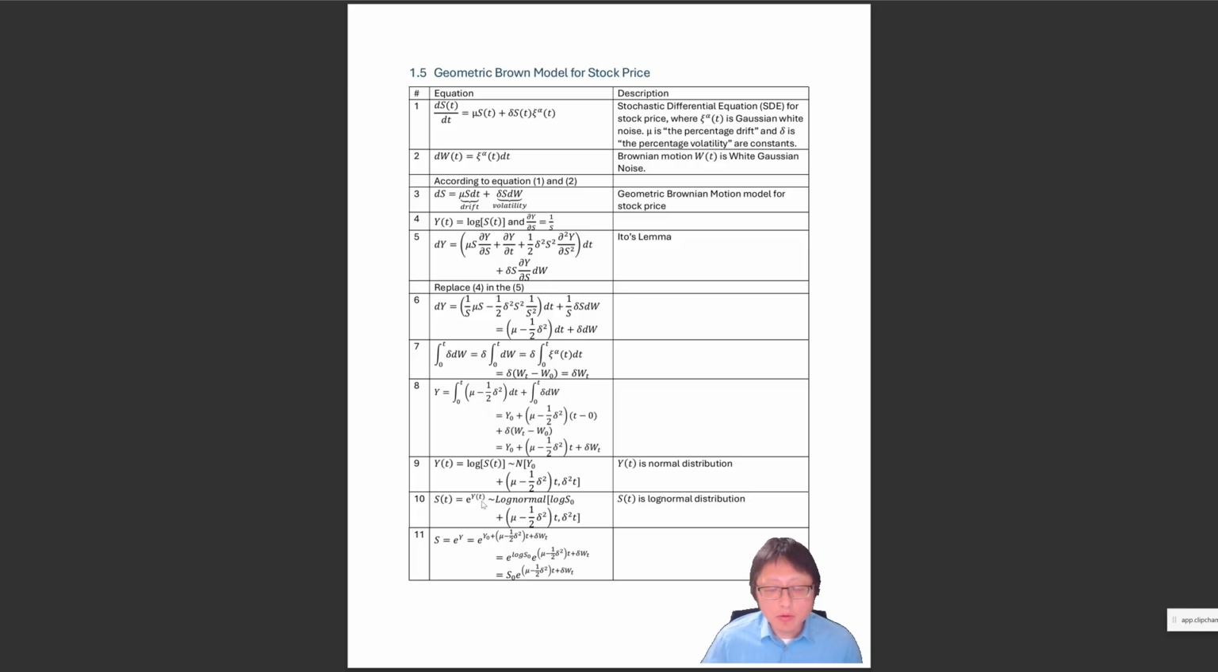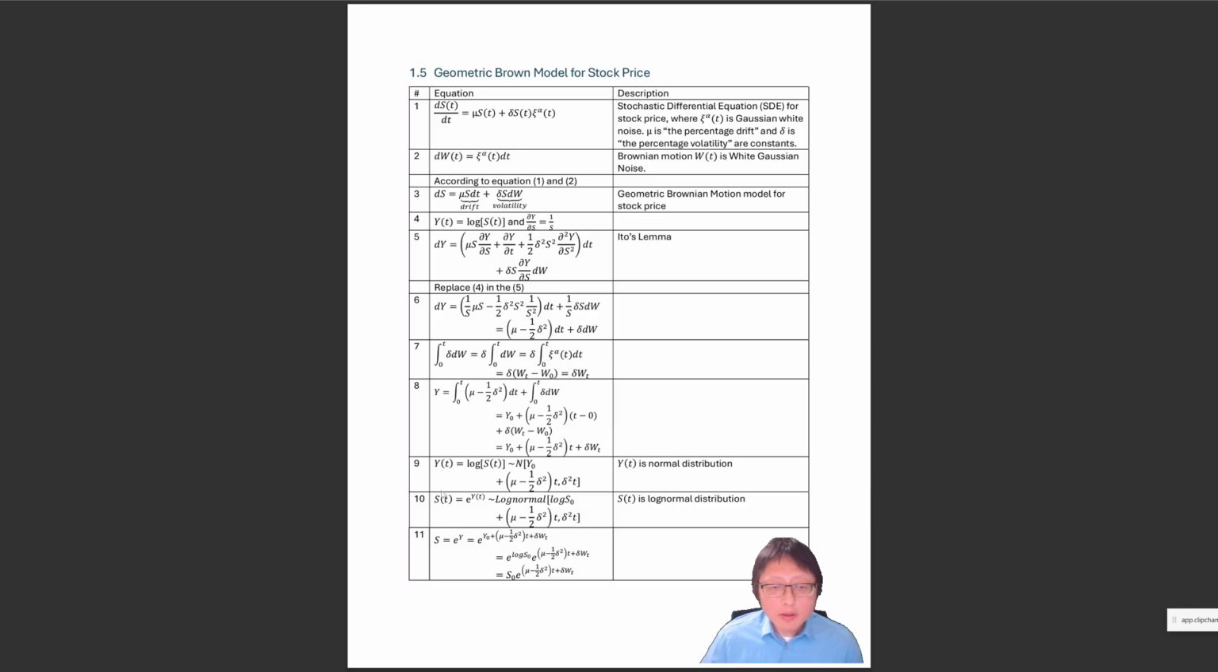Now, because we know that yt is equal to log s, s is e to the power of yt, so we know the stock price at time t is not normally distributed in this form. This is its mean, this is its variance. So equation 10 shows that the stock price at time t is not a normal distribution. That's where it comes from. So equation 10 demonstrated that part.